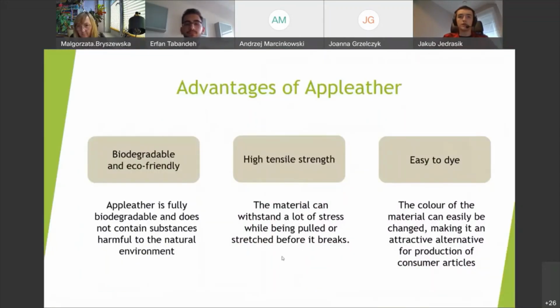Now I would like to go over the main advantages of our material. So first of all, Appleather is fully biodegradable and doesn't contain substances that could be harmful to the natural environment, for instance plastics. As we found out during laboratory testing, the material has high tensile strength, which means that it is resistant to pulling and stretching. And finally, as my colleague has just shown you, the material can be dyed very easily, which makes it an attractive alternative for the production of various consumer articles.